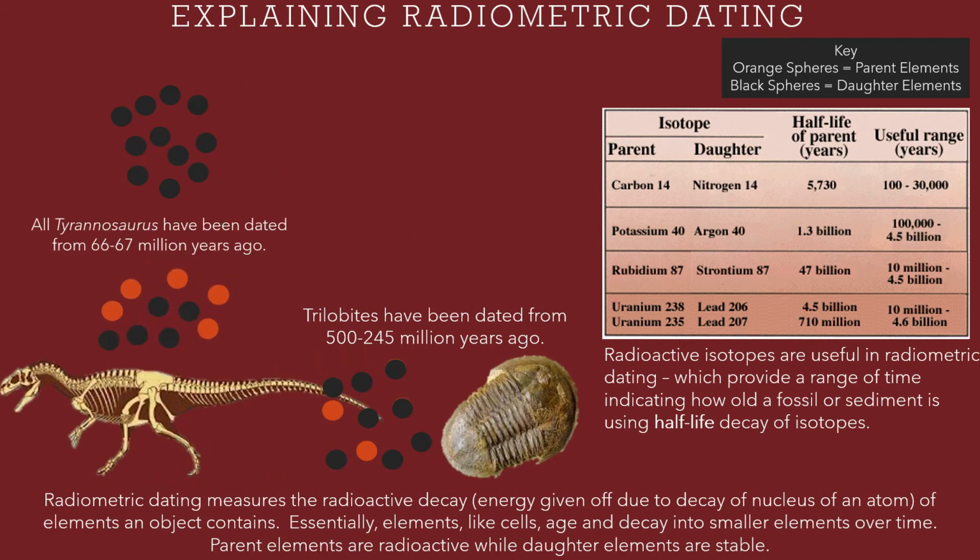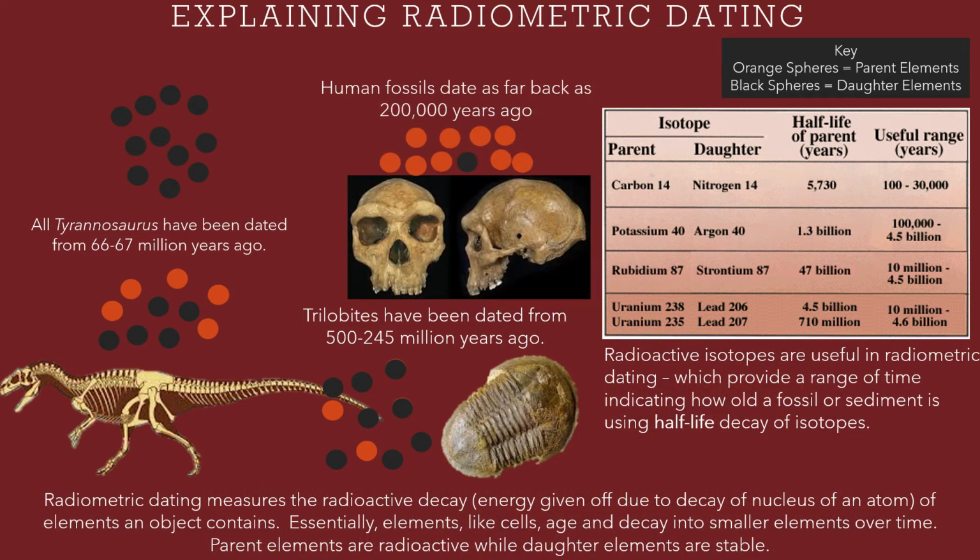A T Rex lived around the end of the reign of dinosaurs, and so all T Rexes that have ever been dated are aged between 66 and 67 million years ago. Note that the closer it gets to modern times, the more accurate the range of time gets. T Rex did not live alongside Stegosaurus or Brachiosaurus as Jurassic Park would have you believe. They are separated by millions of years.